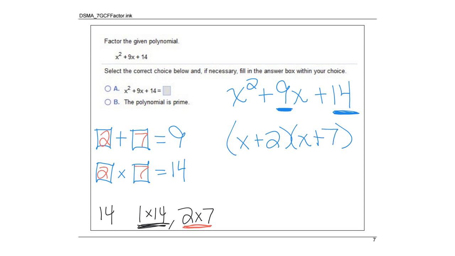Now, order does not matter. The signs matter when we get to signs, but the order does not matter. So you can write x plus 7 and then x plus 2 because order doesn't matter in multiplication. All right, so that's actually the answer, but let me show you where that answer came from. Let's check our work.